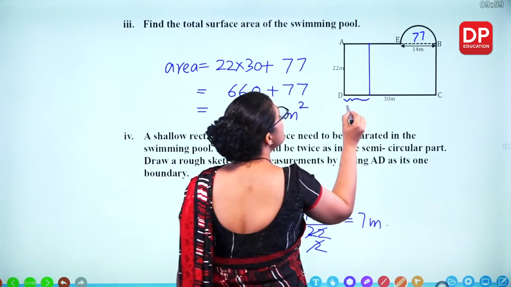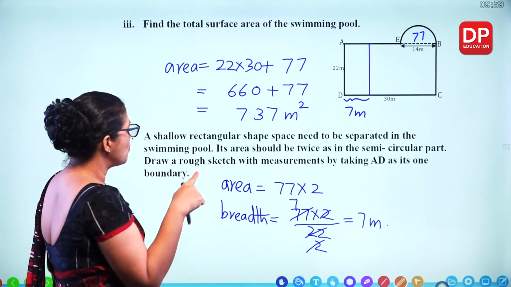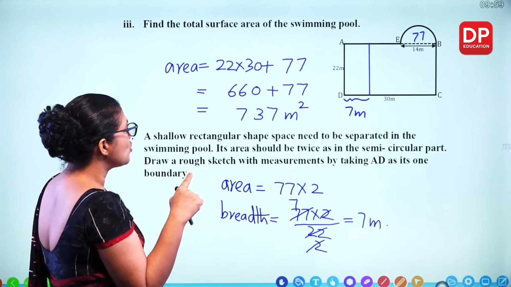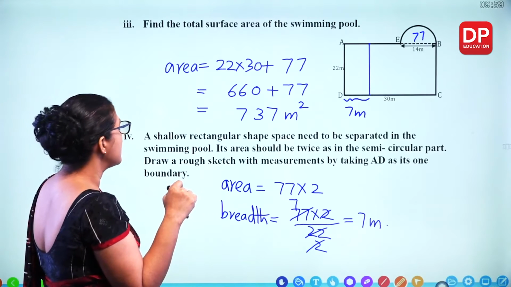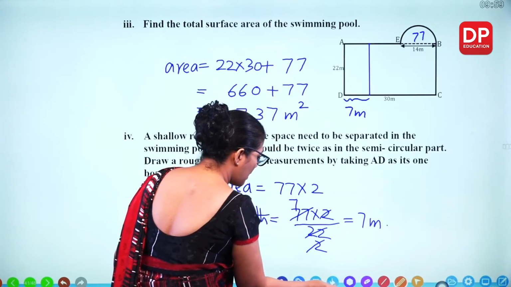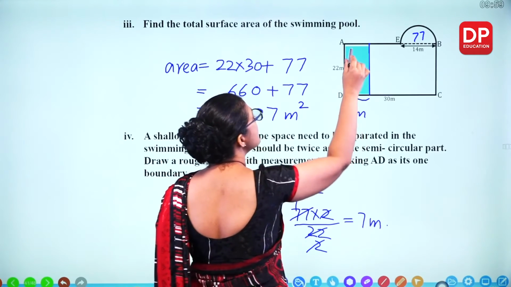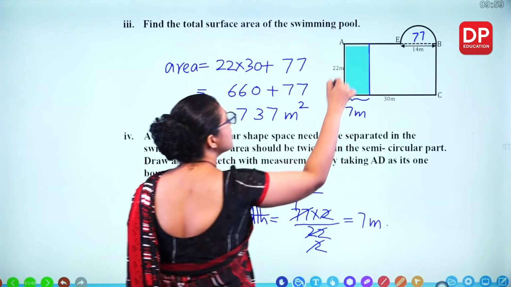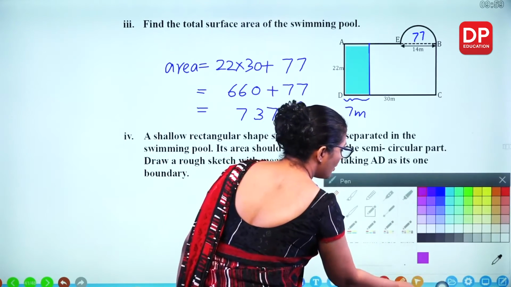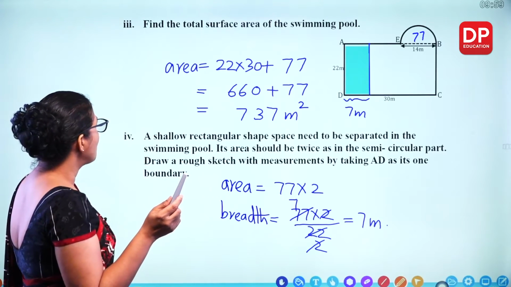This length should be 7 meters and the area becomes 22 times 7. So they are asking to draw a rough sketch with measurements by taking AD as its one boundary. So this is the shallow area. I'll color this part. This is the part that you need to highlight. That's the shallow part of the swimming pool.